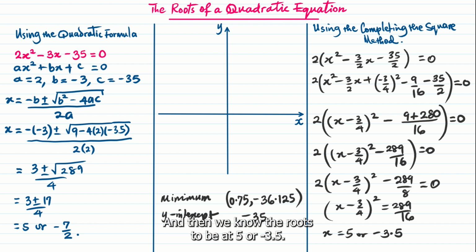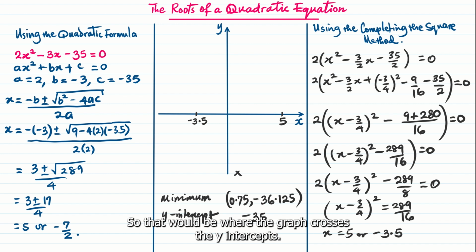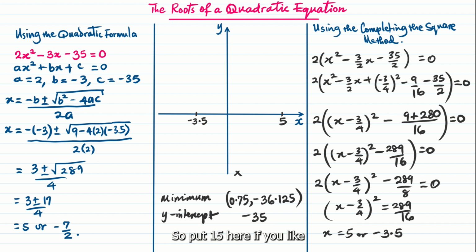And then we know the roots to be at 5 or negative 3.5. So I'm just going to label that 5, negative 3.5. This is just a sketch, so we are not going to be accurate. Okay. The minimum, of course, will be at 0.5, so we could put the minimum somewhere here. And of course, the y-intercept will be at 15. So that will be where the graph crosses the y-axis. We'll put 15 there.